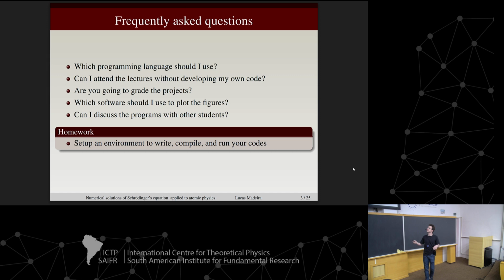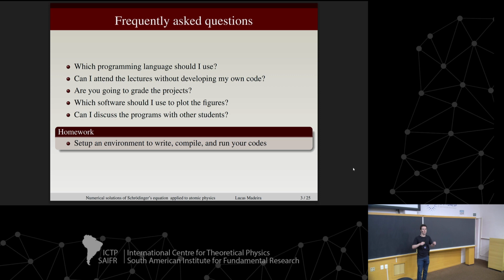Can I attend the lectures without developing my own code? Yes, in principle, you can. You can sit here, listen to me, or do something else. But this is particular to scientific programming, programming in general: if you don't sit down and try to implement it yourself, I mean, there's no point in doing that.